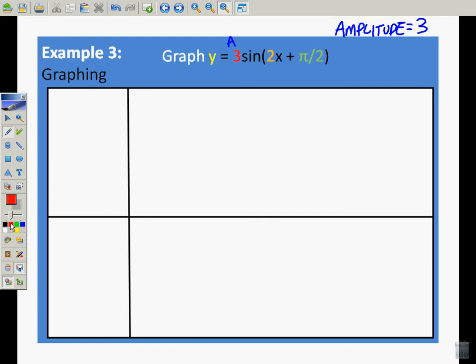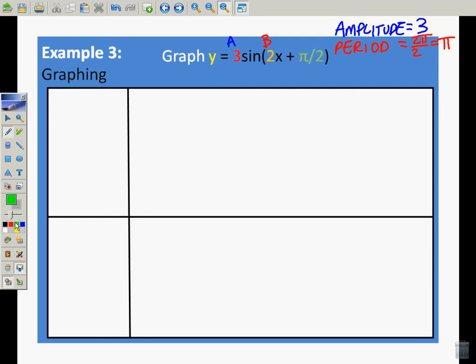And the period is going to be equal to 2 pi over b, which in this case is 2, so my period is going to be pi.